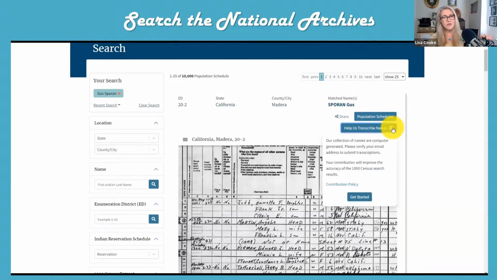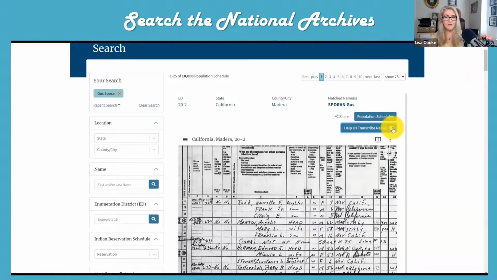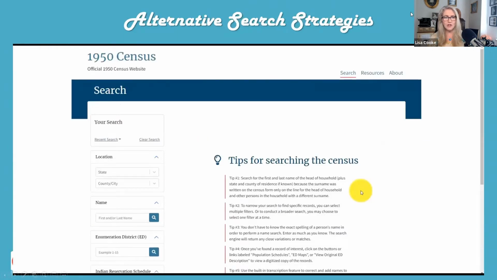But that works well when you have a fairly unique surname. If you find errors or information that they need to fix, you can help them transcribe, and you can also download the record right here from this page. But of course, not every name is going to be that straightforward and that unique. So let me show you another example.